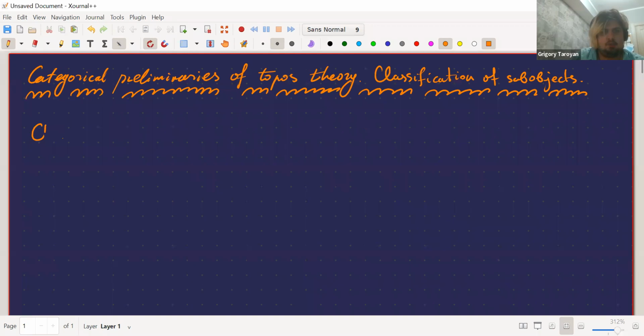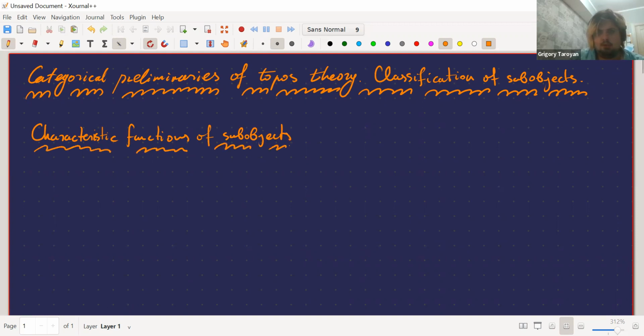I will start from characteristic functions of subobjects. So obviously, in the category of sets, any subset can be characterized by its characteristic function, which takes values 0 and 1. And we obtain this subset as a preimage of 1.